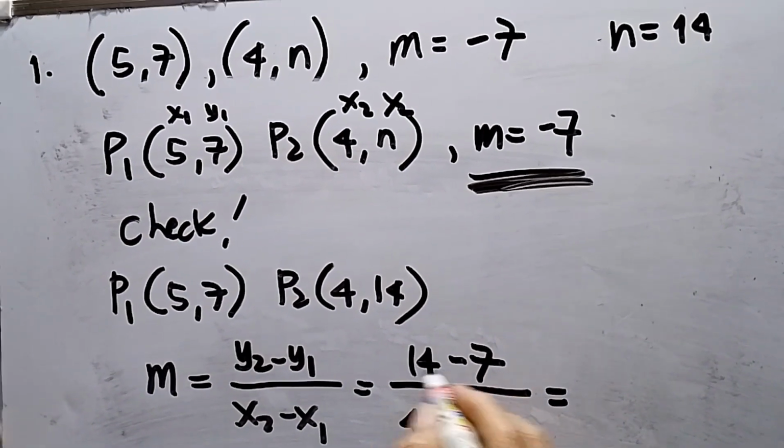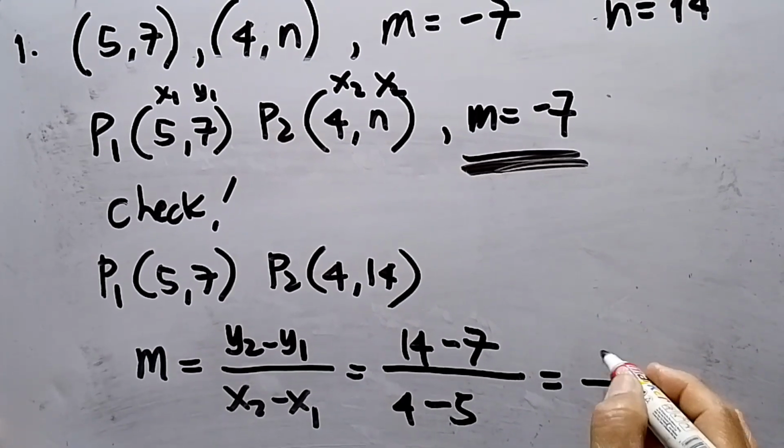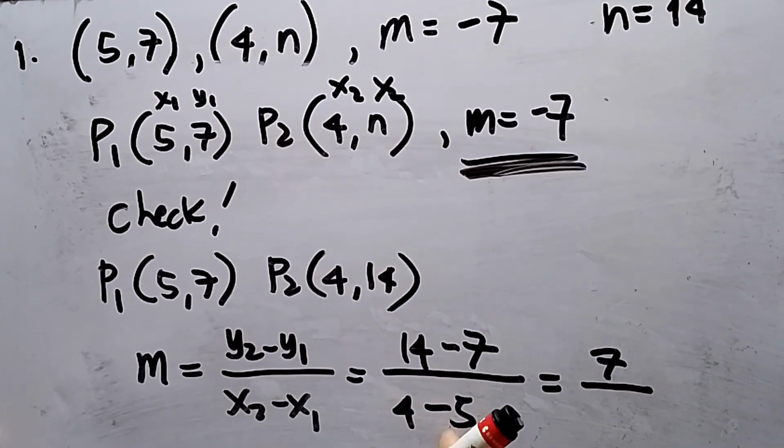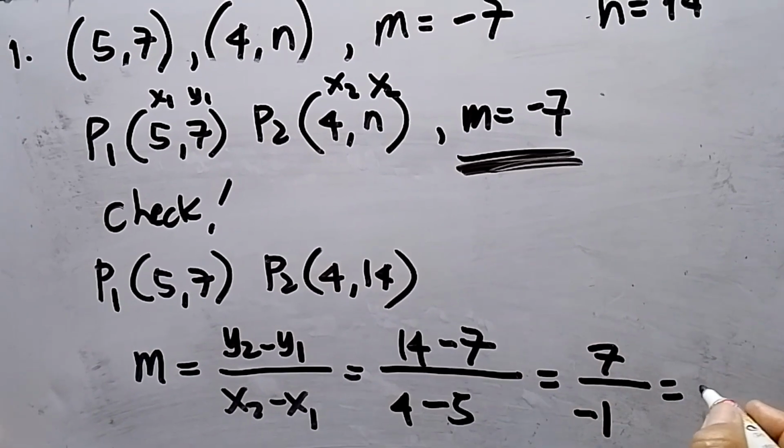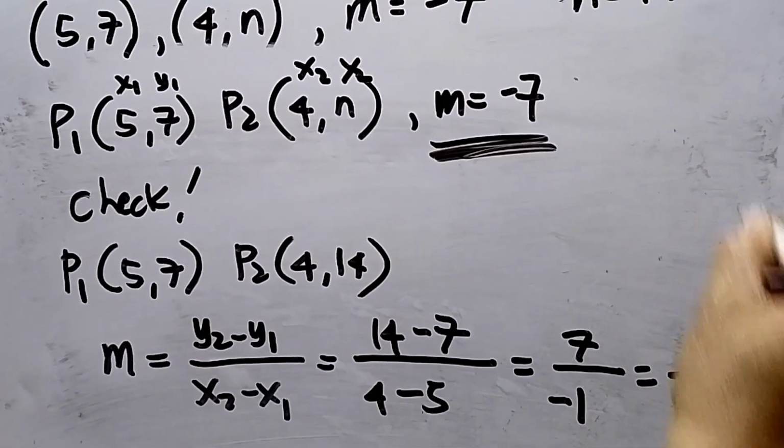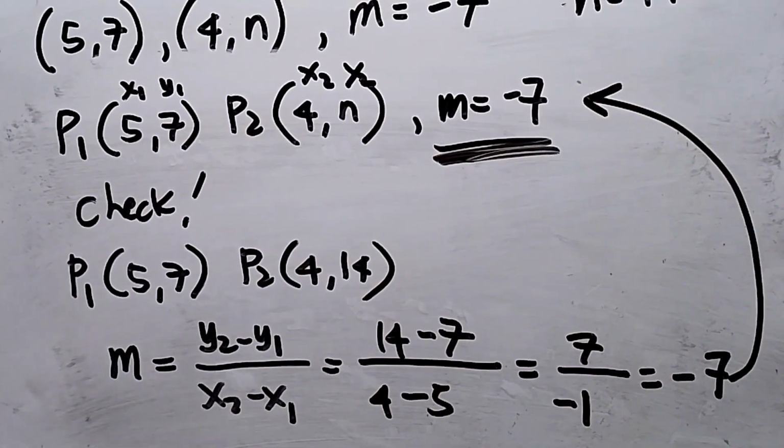So this will be 14 minus 7 is 7. 4 minus 5 is -1. So positive divided by negative is negative. So we come up with the slope is -7.